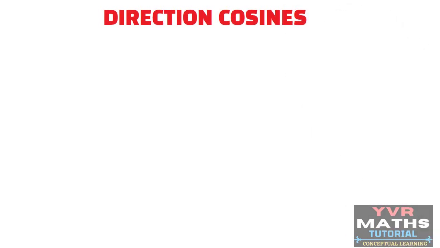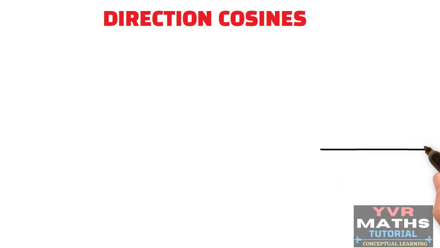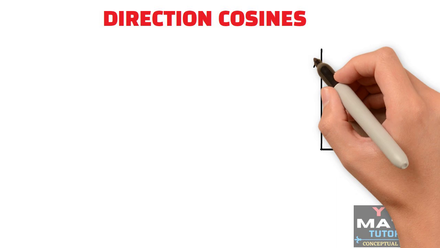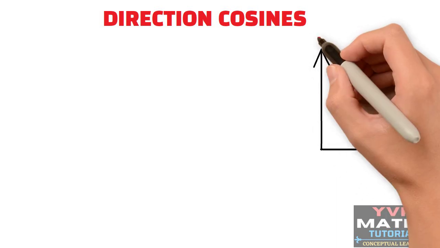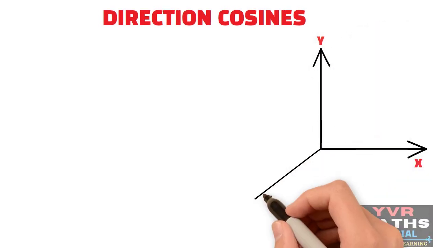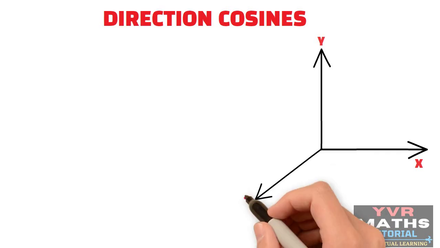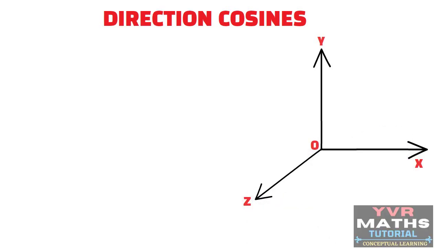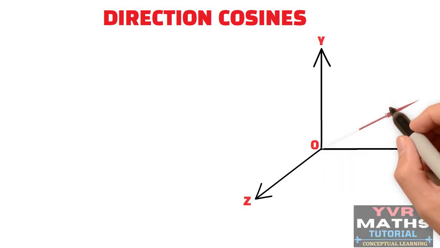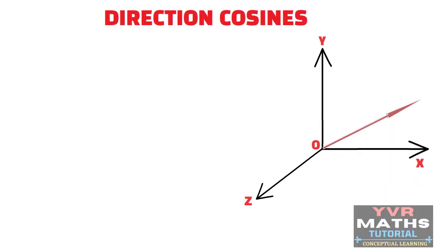First of all, I will consider a three-dimensional coordinate system. Draw the x-axis, y-axis, and then the z-axis. The point of intersection of the coordinate axes is the origin. Consider a directed line or position vector OP, which is nothing but r bar.